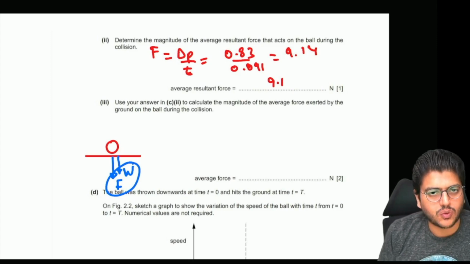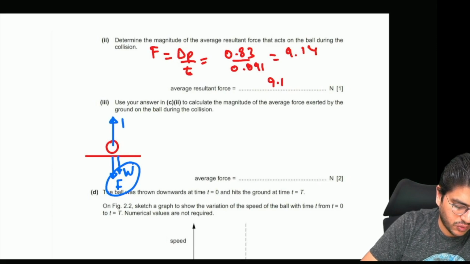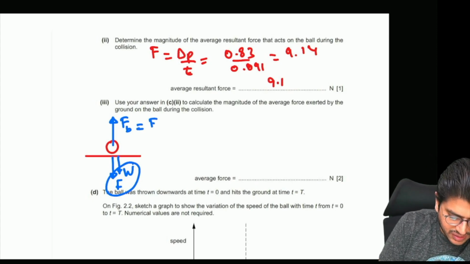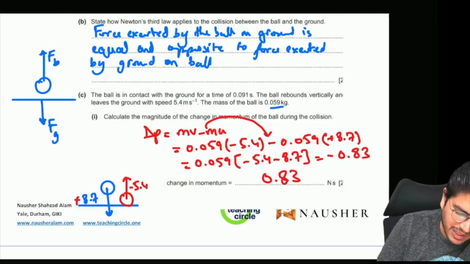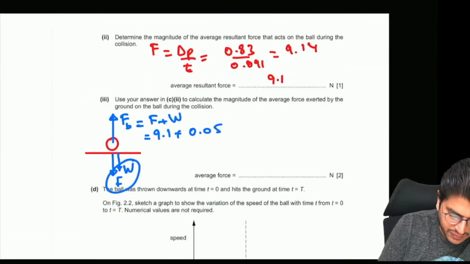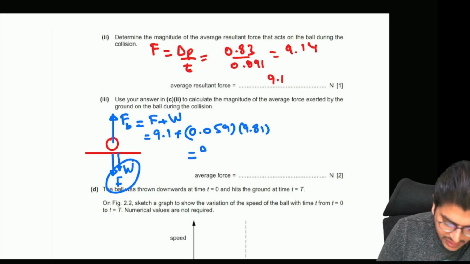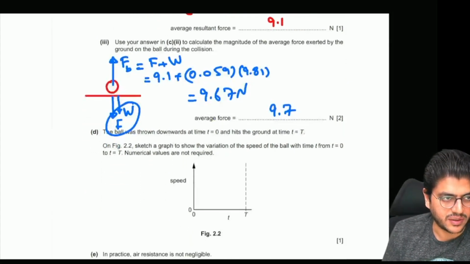So as a result, when they're asking you what is the average force exerted by the ground on the ball, they're asking you for this force. What is the force exerted by the ground on the ball? You're going to say it is going to be the same as F and W, which is 9.1 newtons, and the weight of the object. What was the weight? We don't have the weight, we have the mass, which is 0.059. So I'm going to do 0.059 times 9.81 plus 9.1. I'm getting 9.67 newtons. So 9.7 newtons is the answer.